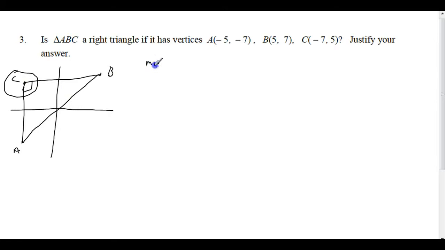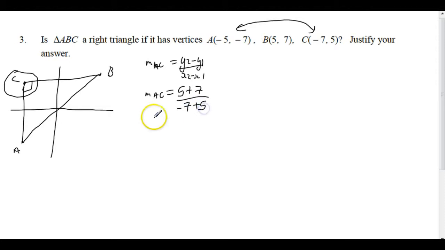So slope AC is equal to the slope formula, y2 minus y1 over x2 minus x1. For AC, we're using these two points. So 5 minus negative 7, which is 5 plus 7, over negative 7 minus negative 5, which is negative 7 plus 5. And that's 12 over negative 2. So let's call that negative 6 over 1. So that's the slope of AC.